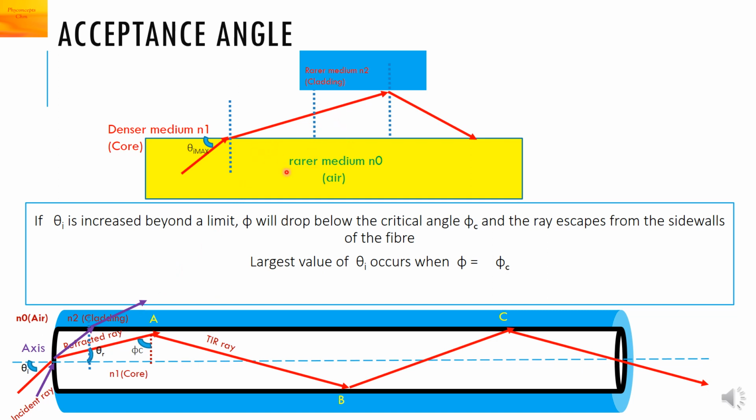Here the three mediums have been shown separately. This is air. In between you have the core, and here you have the cladding. So if this is the normal, we are decreasing the angle of incidence here. Now we are decreasing the angle of incidence. The incident ray is bent towards the normal. Then the refracted ray will also be bending towards the normal.